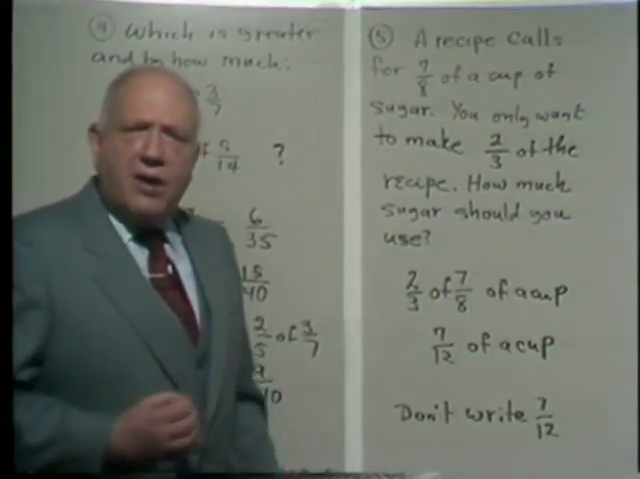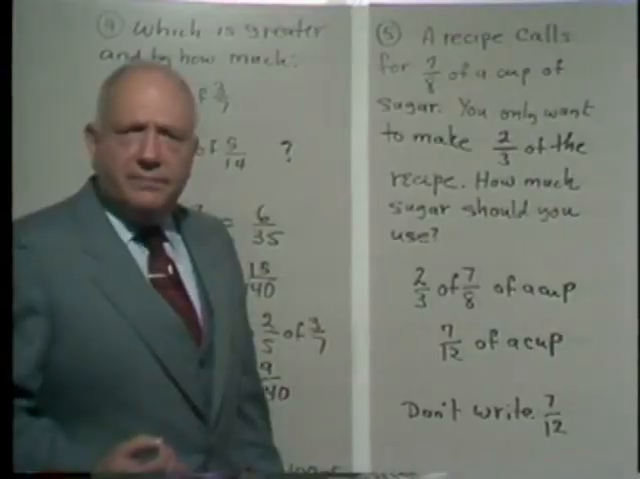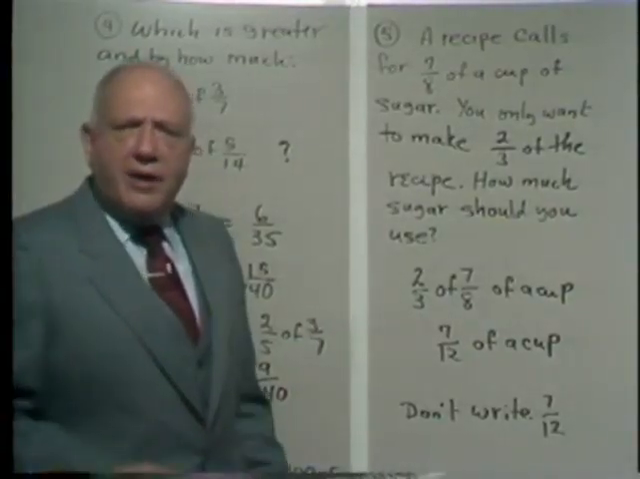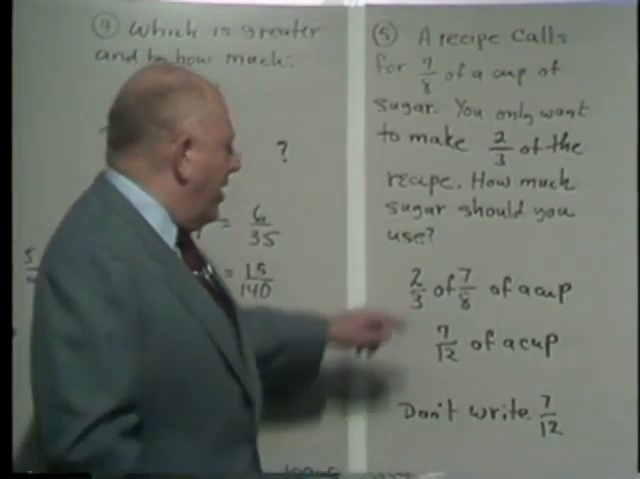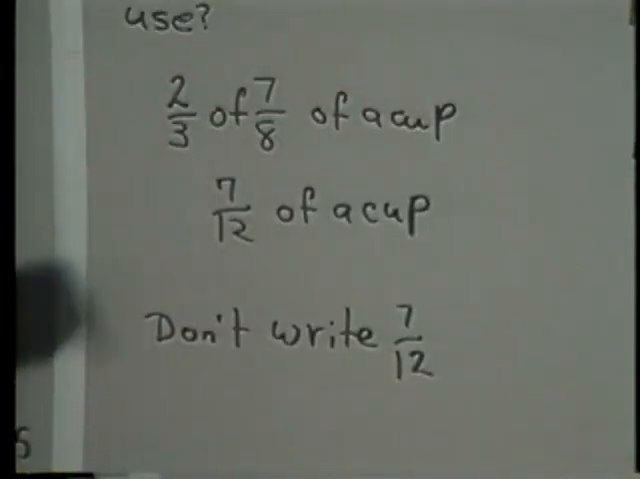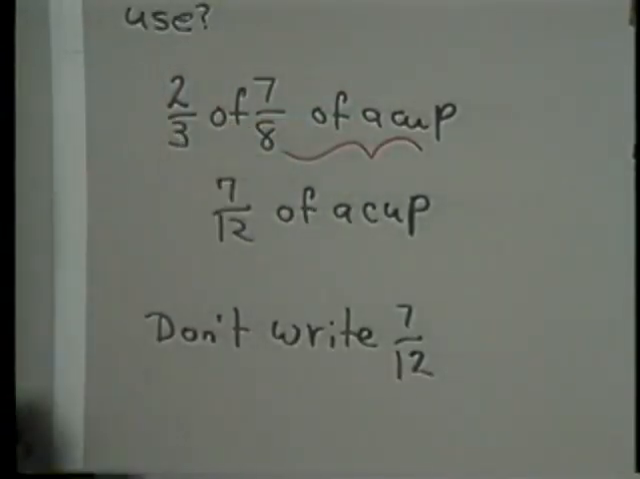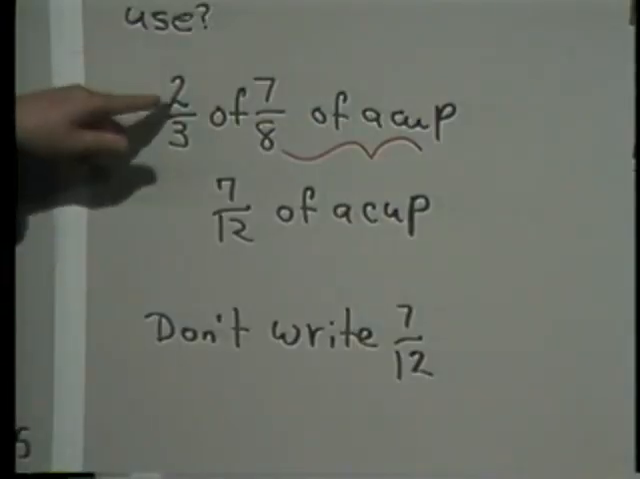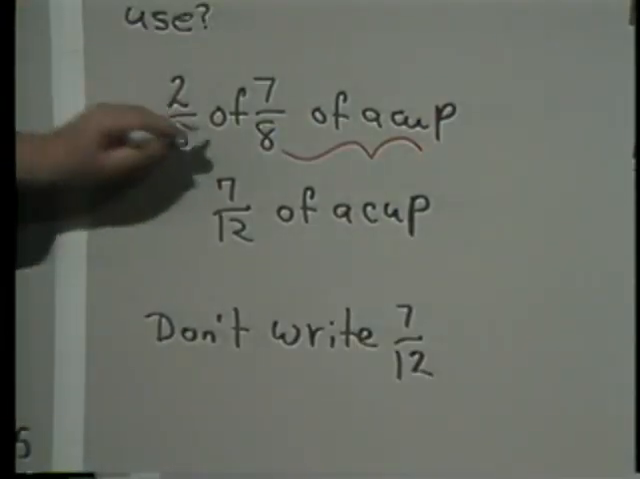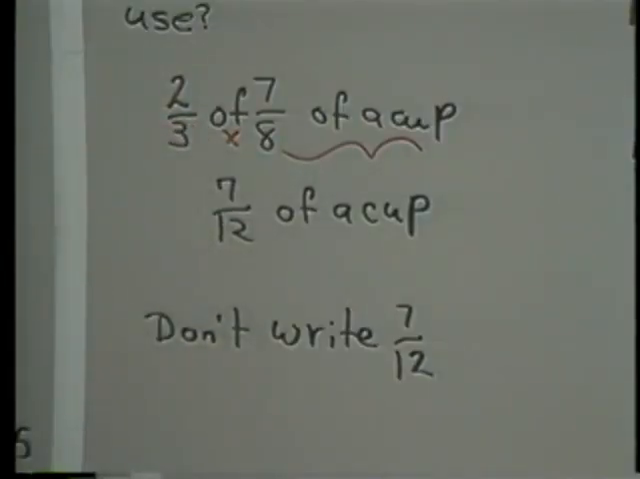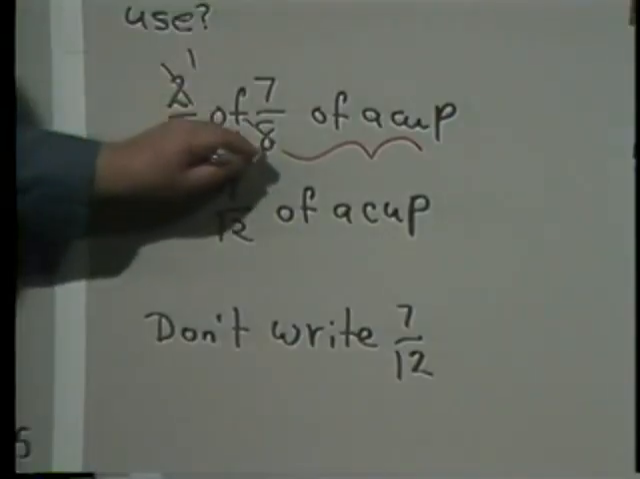Do you see the fractional part of the fractional part? The recipe already calls for a fractional part of a cup. And you're now going to take what? A fractional part of that. See, you're taking 2/3 of 7/8 of a cup. And how do you take 2/3 of 7/8? This is times. You can multiply numerators, multiply denominators. But I guess it's easier to reduce this thing first.